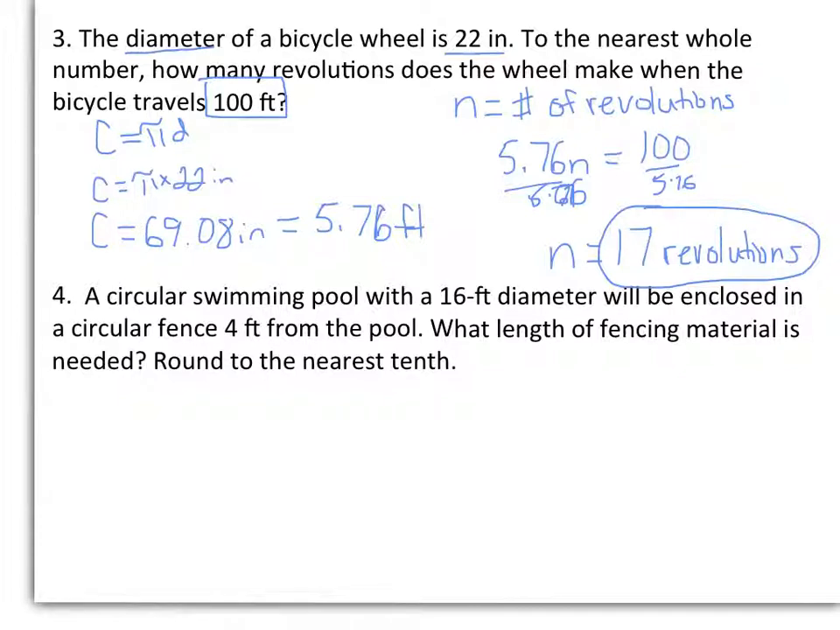Okay, and in number 4, a circular swimming pool with a 16-foot diameter will be enclosed in a circular fence 4 feet from the pool. What length of fencing material is needed? Round to nearest tenth. All right, so we have a pool, and we have some fencing around it.